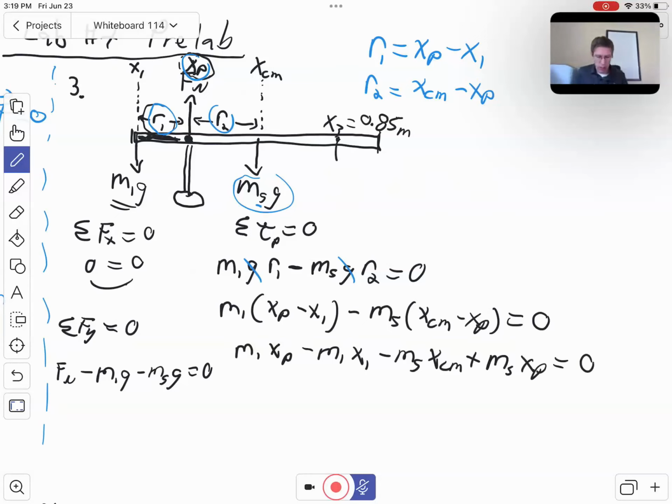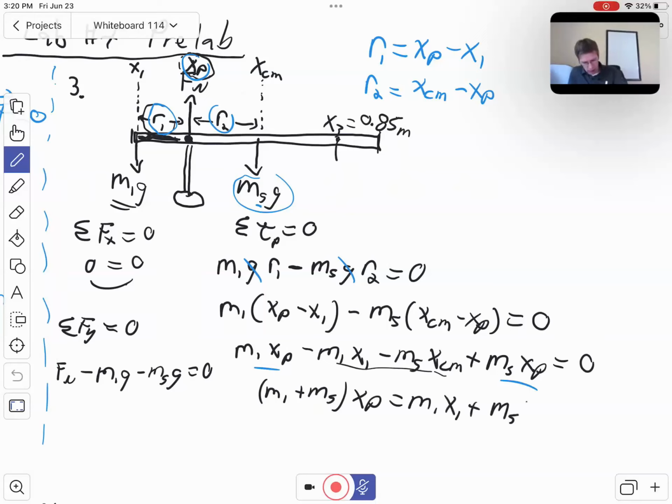So I'm going to leave the things with XP on one side and actually factor that out. So I get M1 plus the mass of the stick, times XP. Again, I just took this term and this term. And then on the other side of my equal sign, I'm going to move what had negative signs, which are these two terms here: M1 X1 plus the mass of the stick times X center of mass. So now I'll just solve for XP by dividing by this term here.